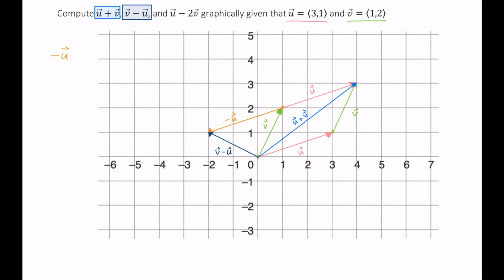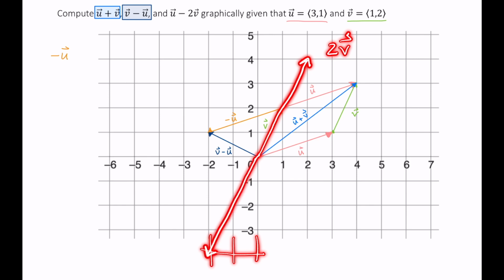So now we're going to do u minus 2v. So let's think of what 2v would look like. 2 times v, well, that would be this vector here. This would be 2v. So what would minus 2v look like? Well, that would be in this direction, down 4 over 2, which I don't have enough space for here. So minus would be down 4 over 2. This would be minus 2v.